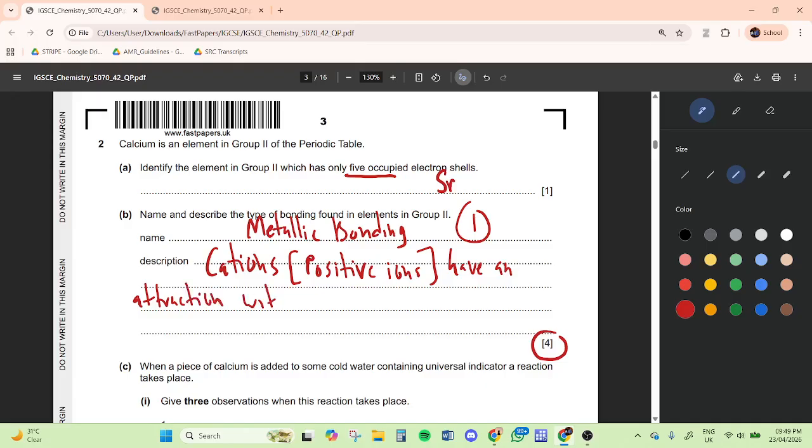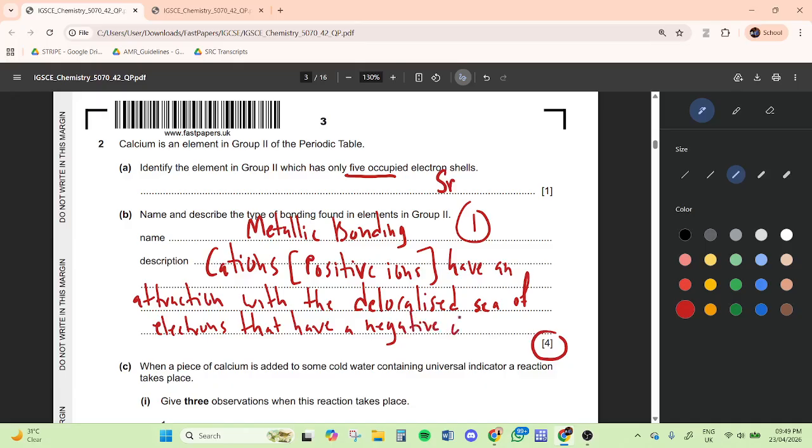Now this is the important part. So it's not enough to just write electrons. It's not enough to write negative ions. You have to write the delocalized sea of electrons that have a negative charge. So that's what you need to write.